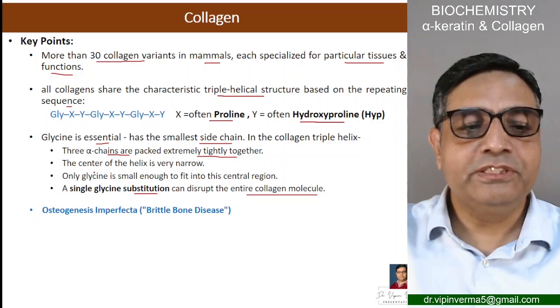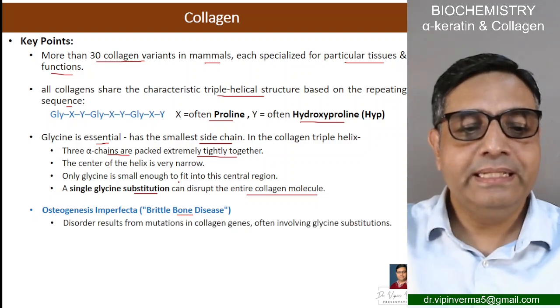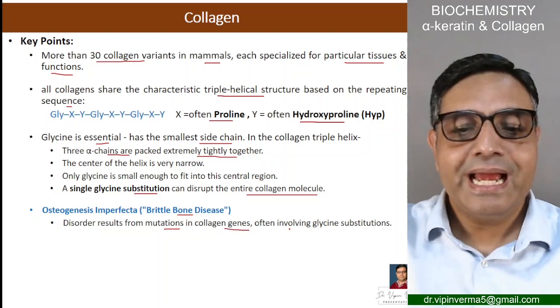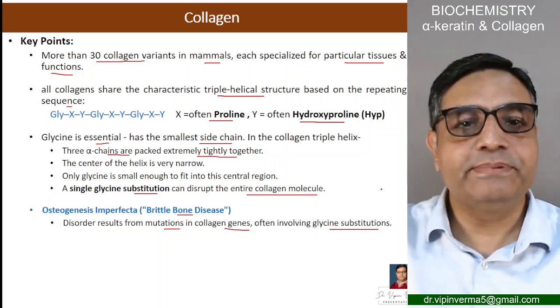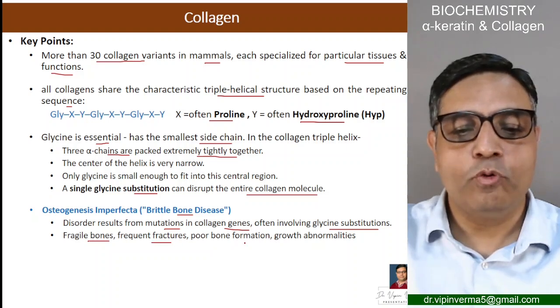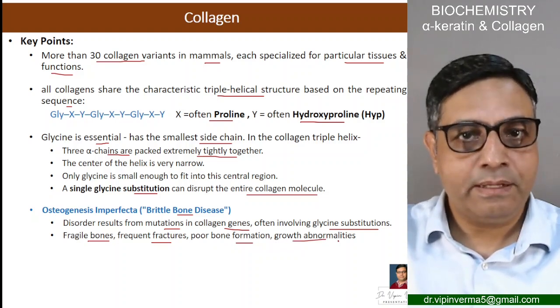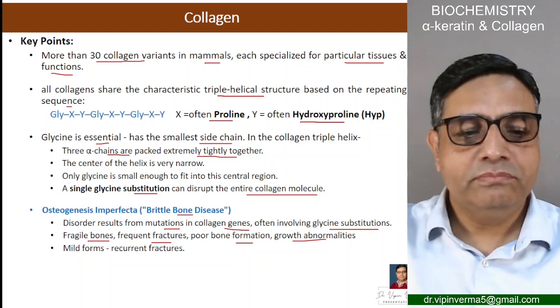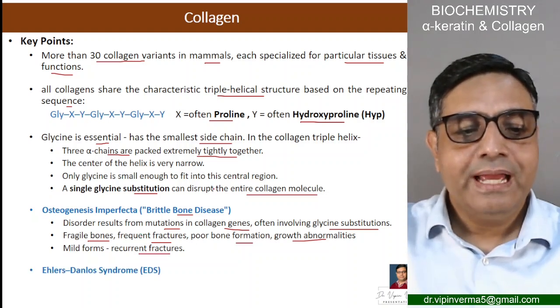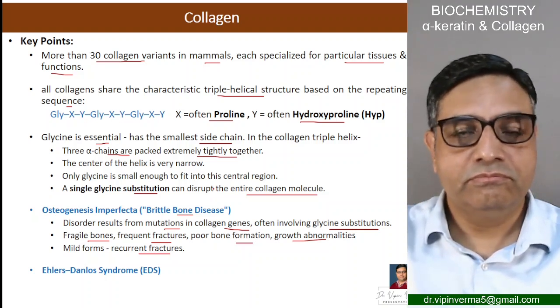Now there is a disease known as brittle bone disease, or osteogenesis imperfecta. This particular disease results from mutations in the collagen genes, and it often involves glycine substitutions. The result is that the bones are fragile, there are frequent fractures, and there is poor bone formation. Because of this, growth abnormalities are seen in the patients. The mild form causes recurrent fractures, and if serious conditions arise, then the patient may not survive.